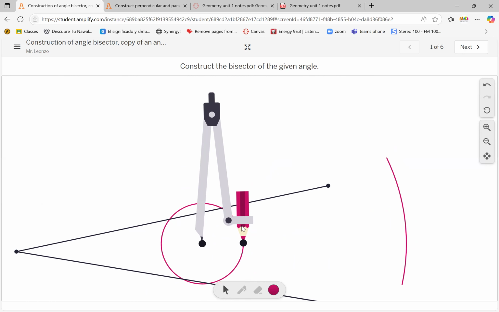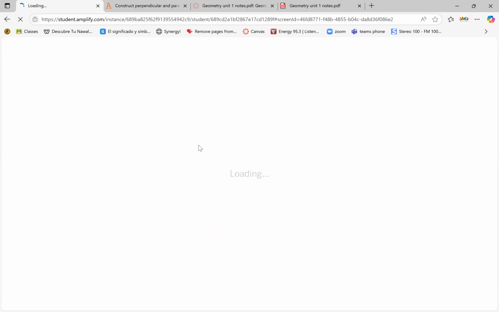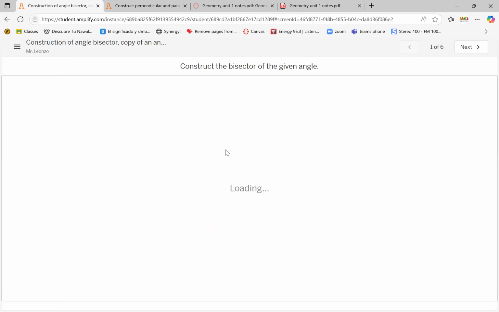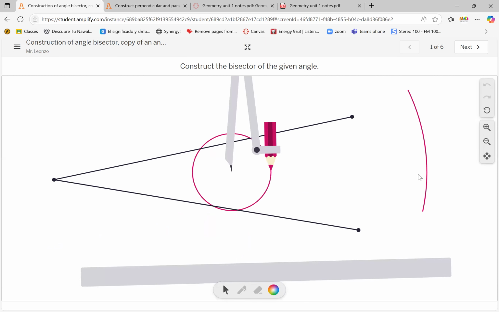Let me refresh this. Hopefully things reset. Okay, let me get my eraser because I'm going to erase the markings that I did. Now that we know how to move everything, we're going to start.